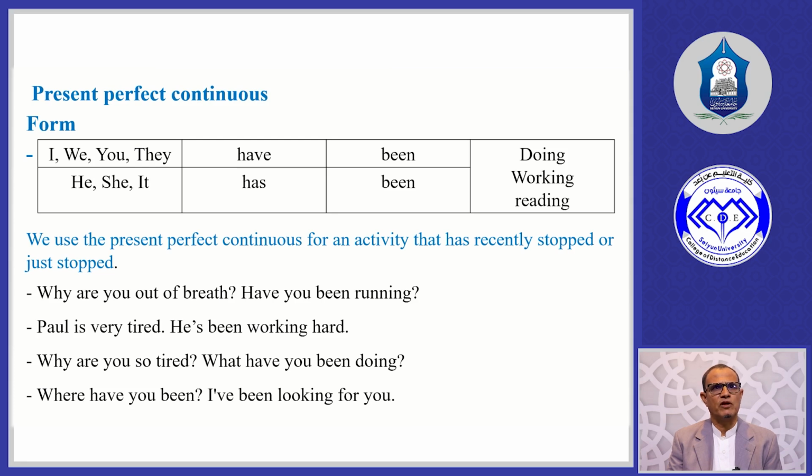So, why are you out of breath? Someone was, for example, walking or running, and now he's out of breath. So I ask him, have you been running? He may say, I have been running all day. That means all day I have been running till now. Just now I have stopped running. So this is the present perfect continuous.